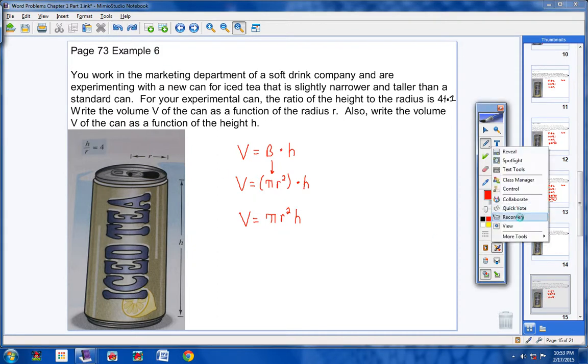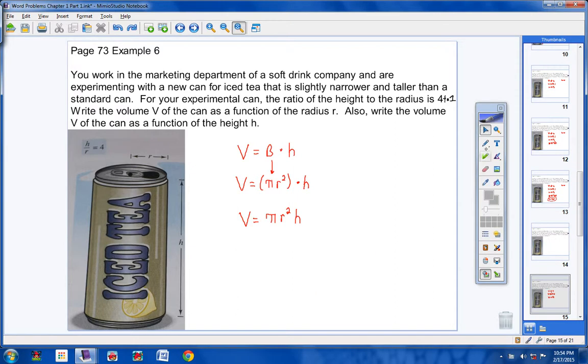Remember, students, just like the last problem, we're trying to write v as a function of h, not r. So look, right now we have volume as a function of r and h, but we really want volume as a function of h, so what do we want to get rid of? The r. So we're going to have to come up with a formula or an equation over here that has h and r in it. H and r. Well guys, we already did that. What's the formula? What's the equation?